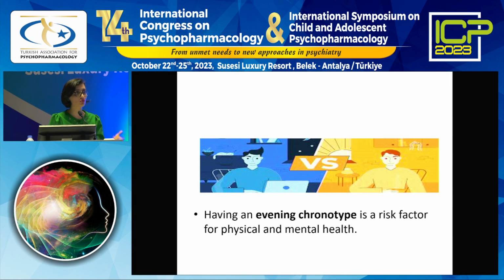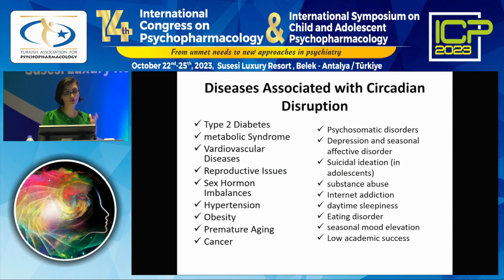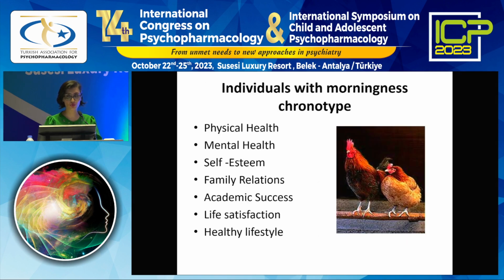I'm telling you all about this because having an evening chronotype is a risk factor for physical and mental health. It is a non-specific risk factor, and as mentioned by Ayşe, both physical and psychiatric diseases have a correlation with this, starting from reproductive issues up to cancer. Many psychiatric diseases are also correlated with the evening chronotype. There are lots of studies about depression and suicidal ideation, substance abuse, internet addiction, and daytime sleepiness. These are all correlated with the evening type, and there are many studies about them.